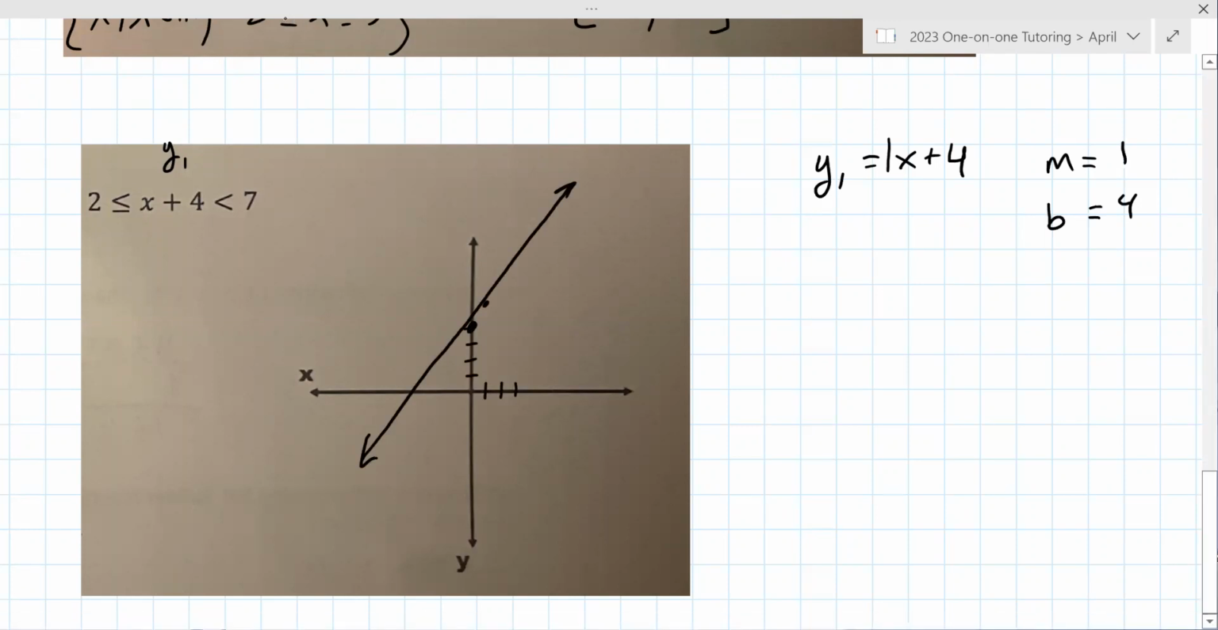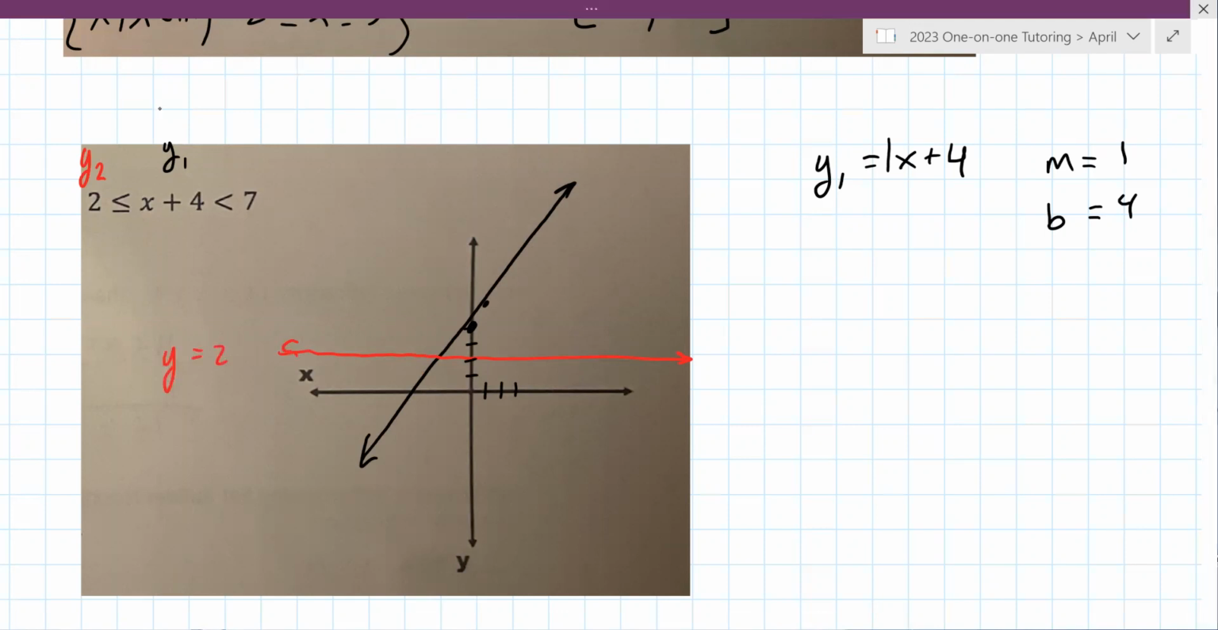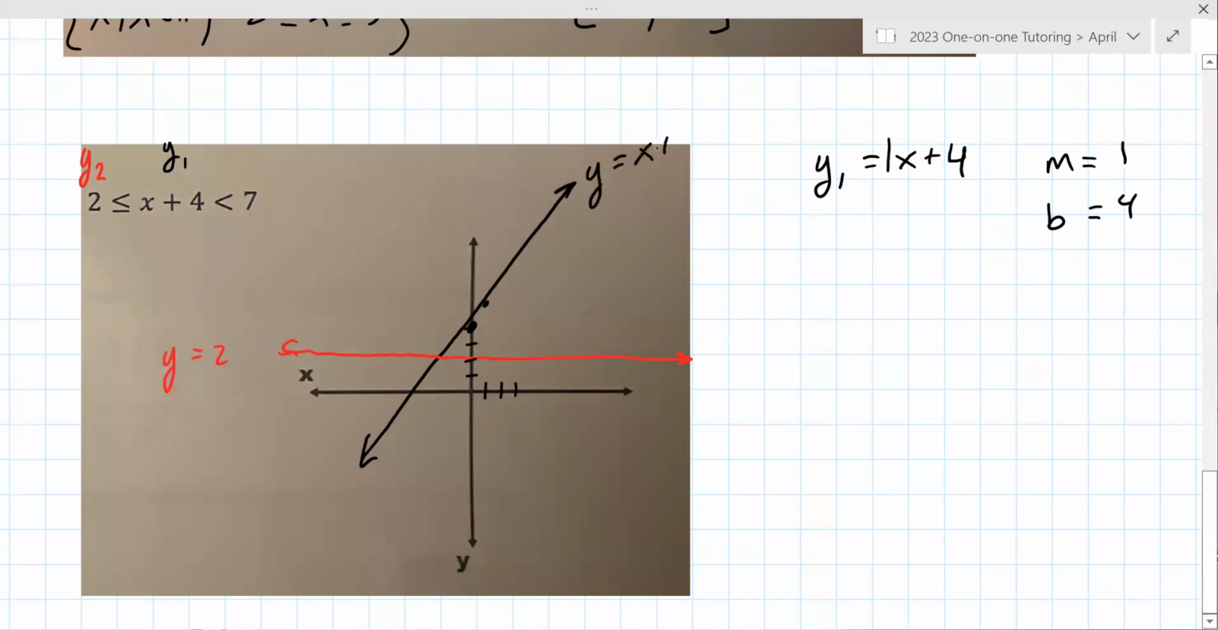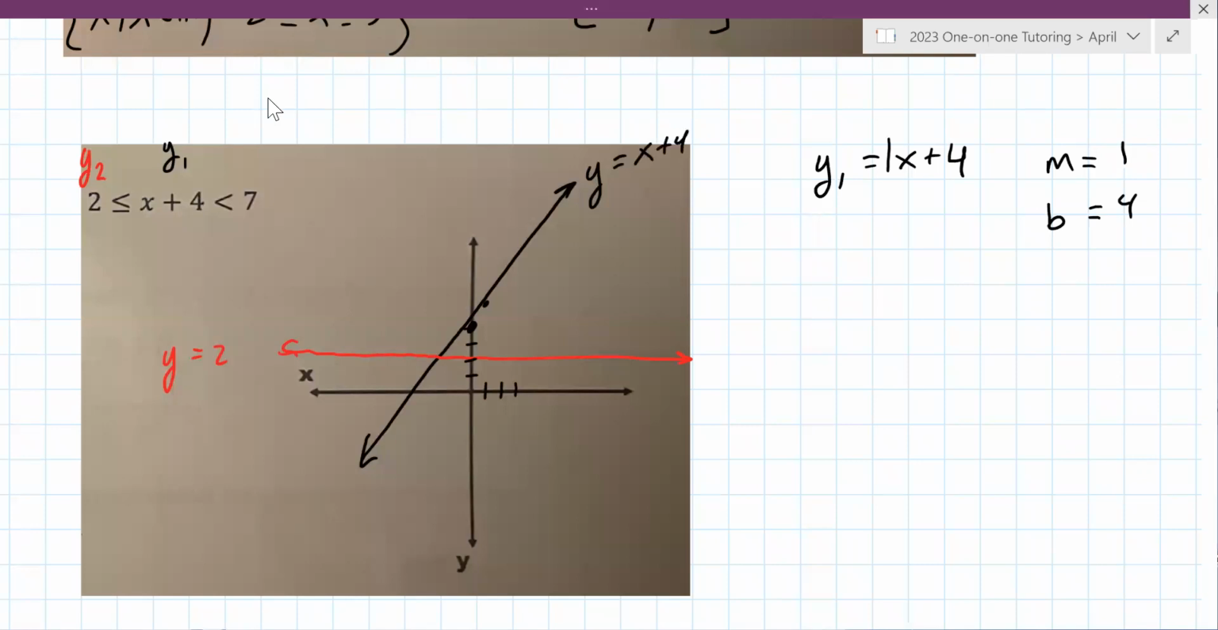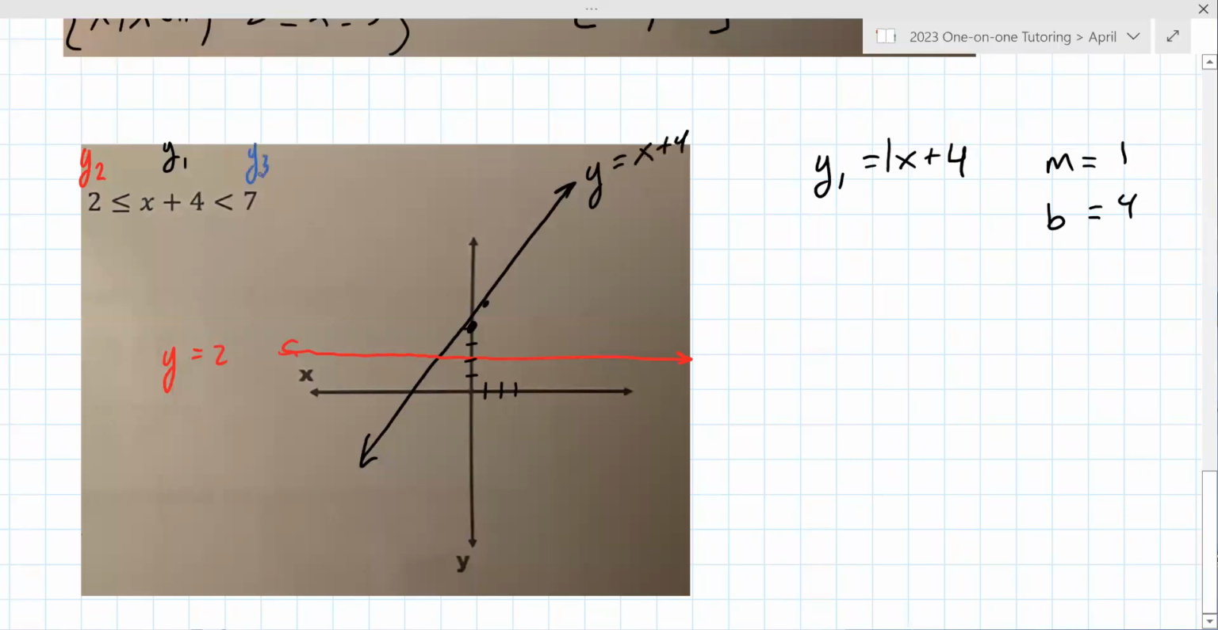Then you want to graph. I'm going to do this in a different color here, just for clarity. y2 is 2. So 2 is kind of this line here. It's good to label these. Let me go back and label the other one. And then the last one there is 3. Sorry, y3 is 7.